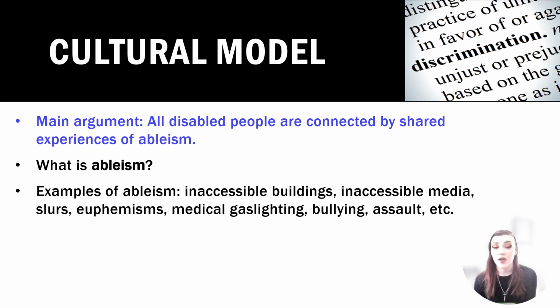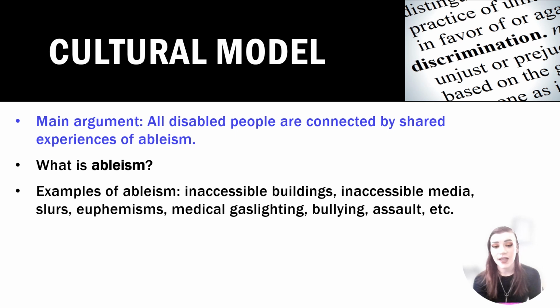We also have a lot of ableist slurs and euphemisms. We also see medical gaslighting taking place in healthcare institutions. We'll talk a little bit more about medical gaslighting in a future lecture. We also might see ableist bullying and even assault. We've also seen genocide and murder throughout human history. There are a lot of really, really tragic examples of ableism in our day-to-day lives and throughout all kinds of different cultures and societies.